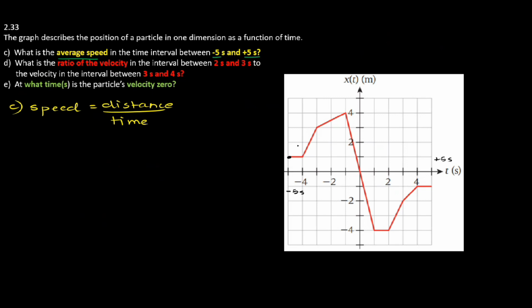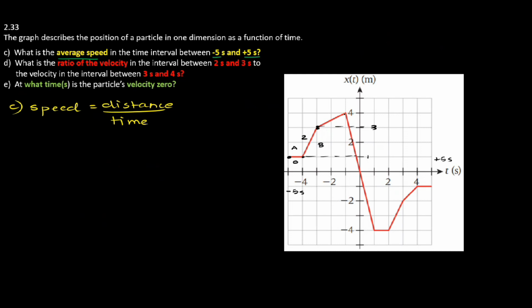I will define this region as A. In region A, the particle position is the same. It is not changing. It is a horizontal line parallel to the time axis. If position is not changing, distance covered by the particle in this region will be 0. Then let's call this region path B. In path B, the position of the particle is changing from 1 to 3. So the distance covered in going from 1 to 3 is 2 meters.